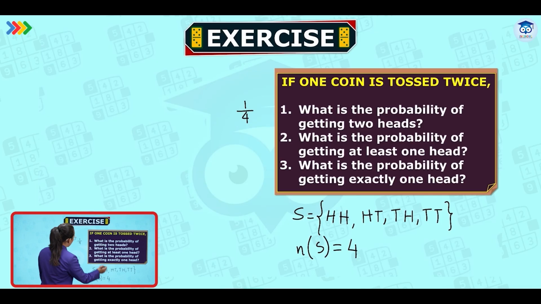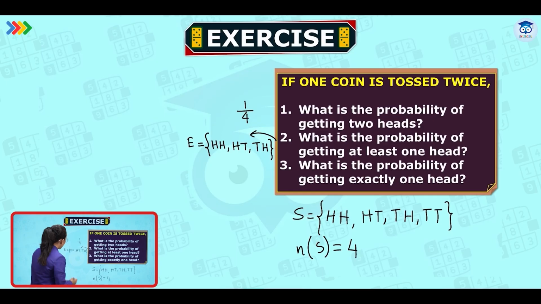So in this case, question number 2, the event is getting at least 1 head. So E will contain what? Head head, 2 heads is possible. Then we have head tail and then tail head. Okay, so in this case the number of outcomes for this particular event is only 3.